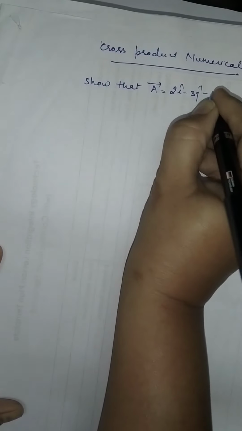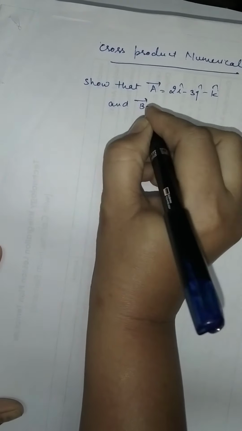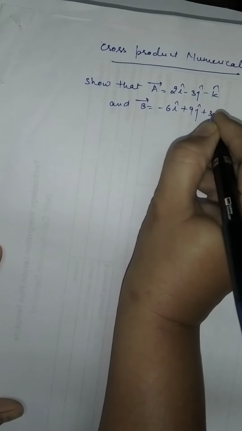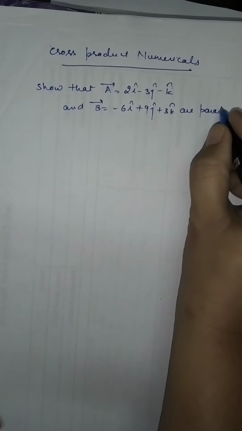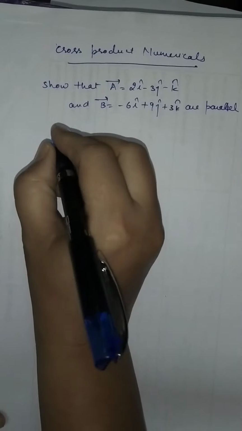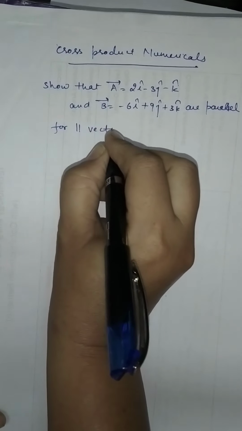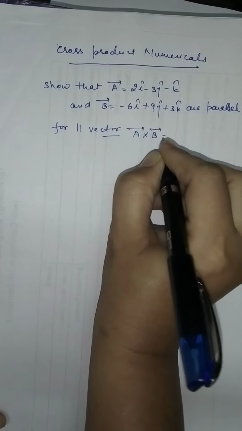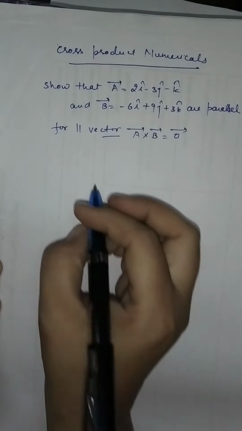3j cap minus k cap and b equal to minus 6i cap plus 9j cap plus 3k cap are parallel. You have to prove these vectors to be parallel. So we know that for parallel vectors, what is the value of a cross b? For parallel or anti-parallel vectors, a cross b must be equal to 0. So here we will find a cross b.